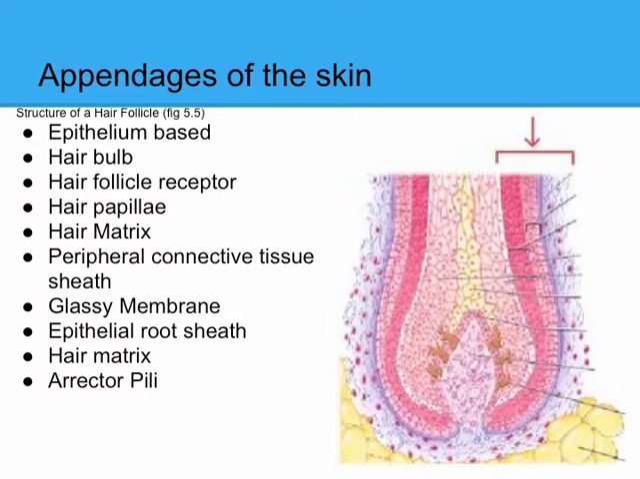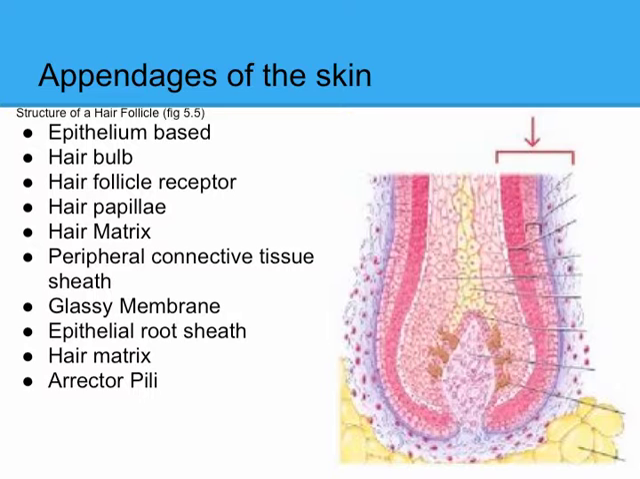If you look at the bottom here, you see a little papilla. The hair papillae are little tufts of dermal tissue that pop up from the bottom of the follicle. These papillae are going to contain blood vessels. Remember, the dermis is vascular, so that's why this is dermal tissue, because it contains blood vessels. These blood vessels supply the overlying cells, the cells on top of the papillae, which are epithelial cells, with nutrients.